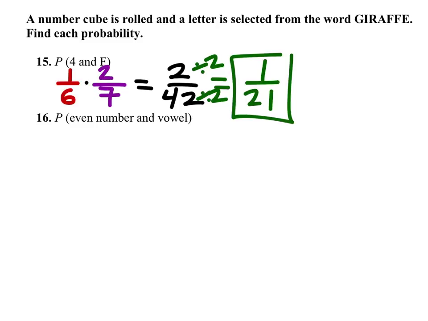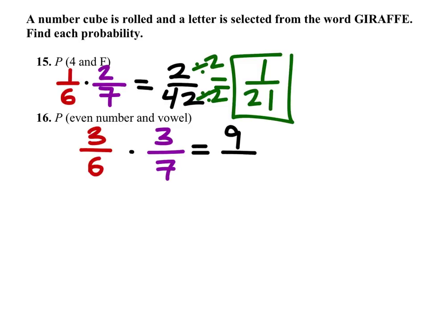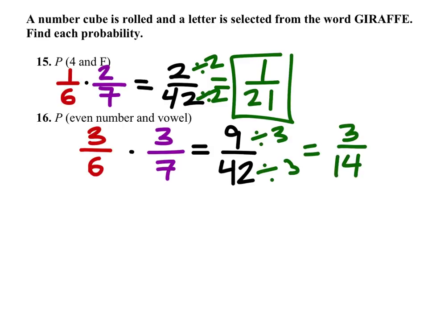All right, what's the probability of an even number and a vowel? Well, there's 3 even numbers out of the 6 possible outcomes on the dice. A vowel, I see 3 vowels out of the 7. All right, so let's multiply these. 3 times 3 is 9. 6 times 7 is 42. And this one we will want to simplify again by dividing both of these by 3. And that gives me 3/14, which is our answer.